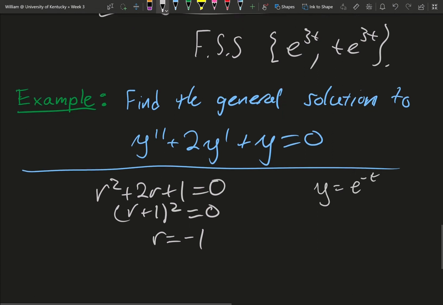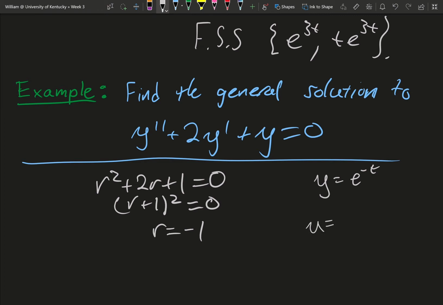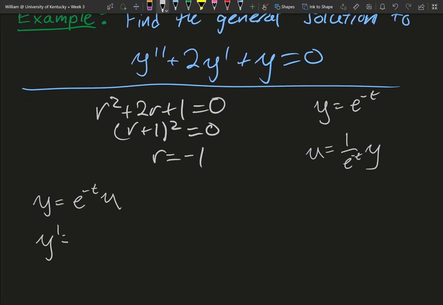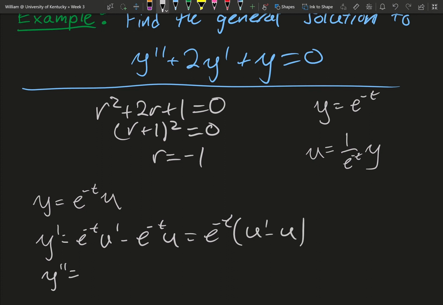So let's again do a change of variables. u equals 1 over e to the -t times y. Again, so that we're going to get a constant solution, we can reduce it to a first order problem. So we're going to have y equals e to the -t times u. y prime equals e to the -t times u prime minus e to the negative t times u. And y double prime. Just because that was useful, I'm going to pull out the e to the negative t so I can get rid of it right away.